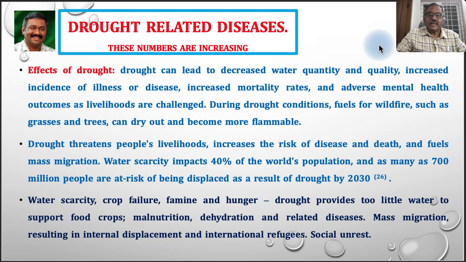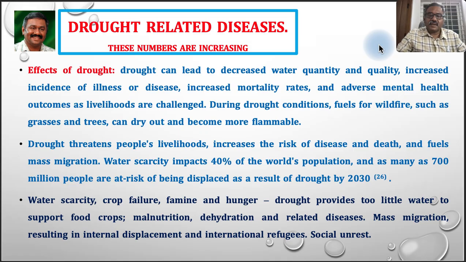Drought threatens people's livelihood, increases the risk of disease and death, and fuels mass migration. Water scarcity impacts 40% of the world's population, and as many as 700 million people are at risk of being displaced as a result of drought by 2030.